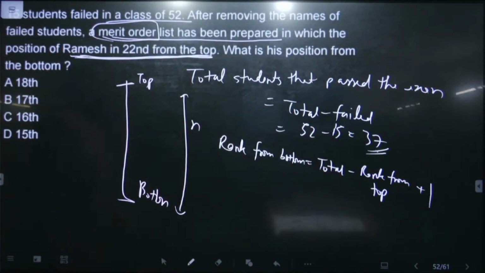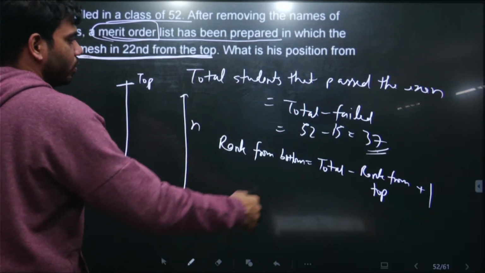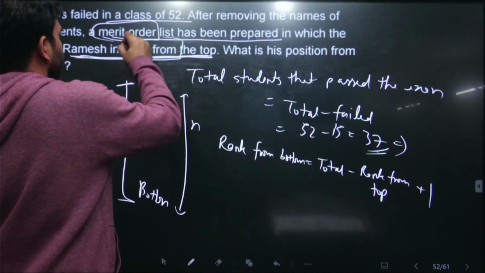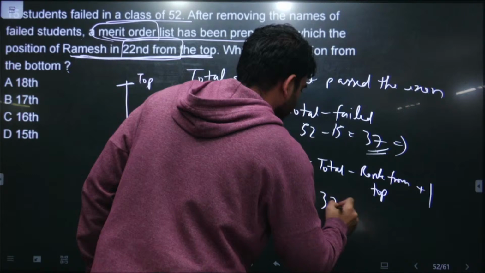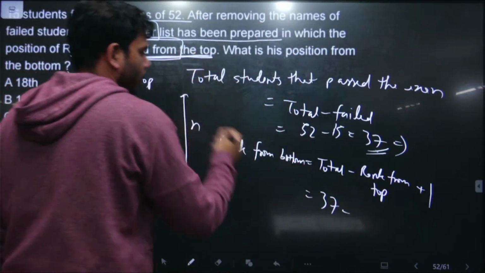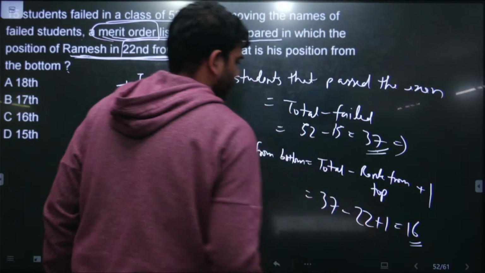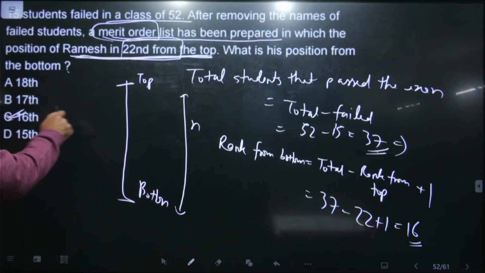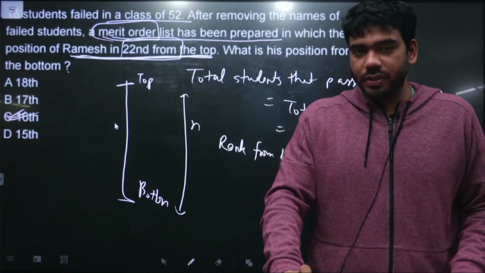So rank from bottom is total number of students minus the rank from top plus 1, and we know the total number of students is 37 and the rank from the top is 22, and we need to find the rank from the bottom. Total number of students is 37 minus rank from the top, 22, plus 1. So rank from the bottom is 16. So the rank of this Ramesh from the bottom is coming out to be 16. So इसमें option number C is correct over here. So thank you. This is all for today's session.